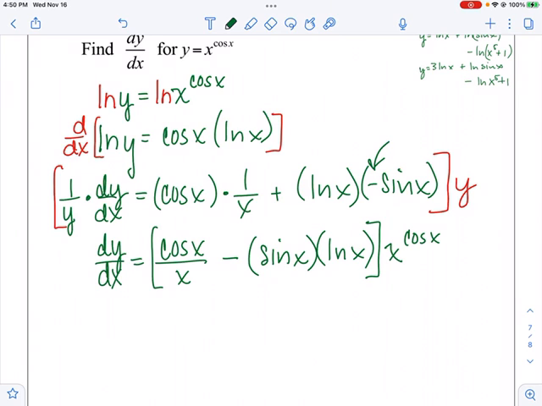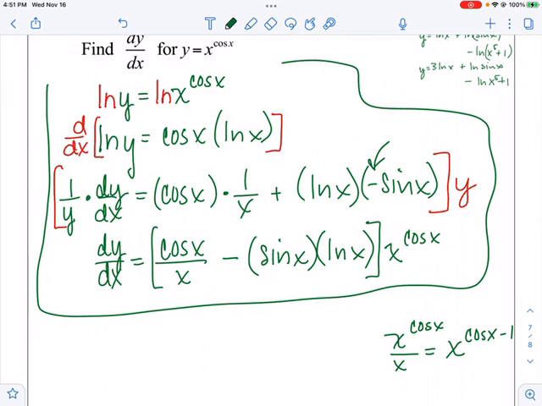It isn't really the most beautiful expression in the world, but you could make this one fraction if you wanted to. You could distribute the x to the cosine x and do some things with it, because if you consider you have x to the cosine x over 1 x, like in the first one, you could really write this as x to the cosine x minus 1. But I'm going to leave it just as it is. Okay, that will finish the lesson.